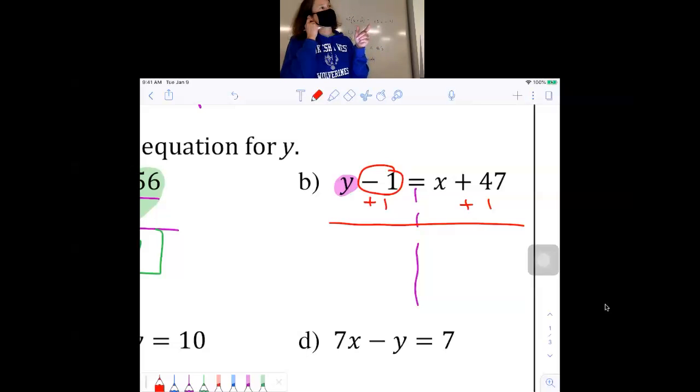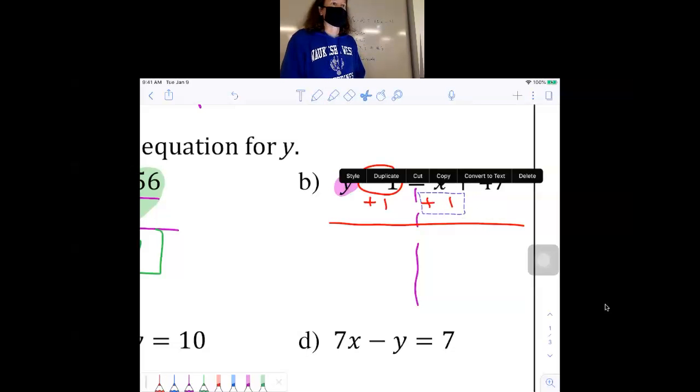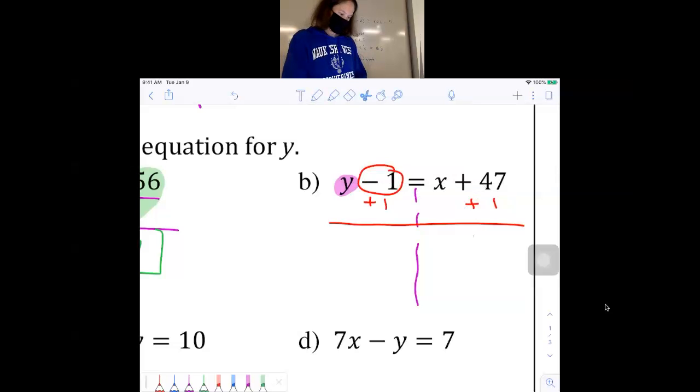They're not like terms. I can't take this 1 here and add it to x because they don't like each other. You can't say x plus 1 is 1x, but I can say that 47 plus 1 is what? 48. So we end up with y is equal to x plus 48. Is y by itself? Yes, so I'm done.